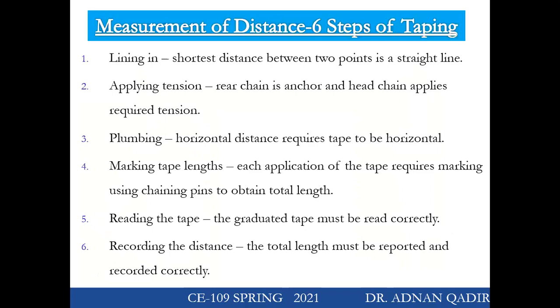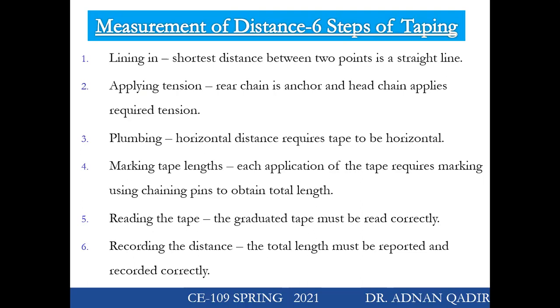So there are 6 steps of taping. Lining in: you have to adopt the shortest distance between 2 points. Always apply tension. For tension, the zero point is well anchored, and the other head which you are moving, whenever you have an approximate whole chain or tape, you apply the tension so that this tape is straight, and you have a correct distance.